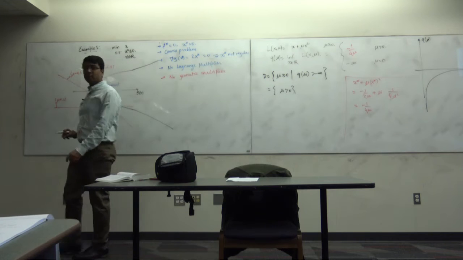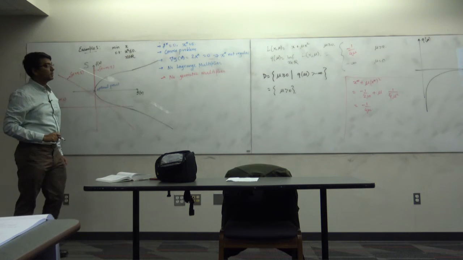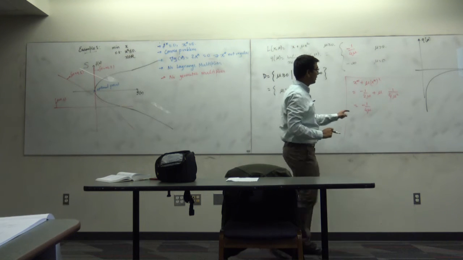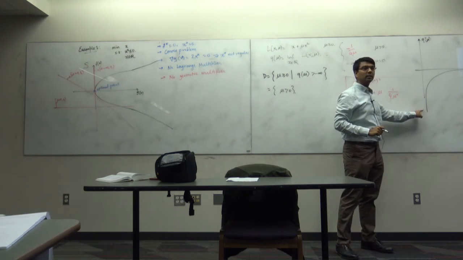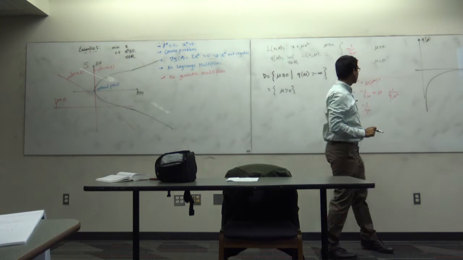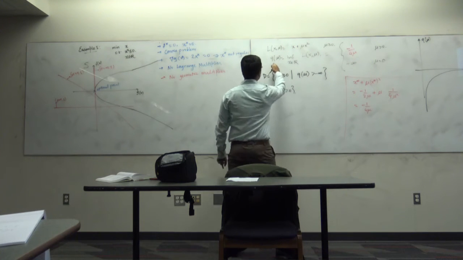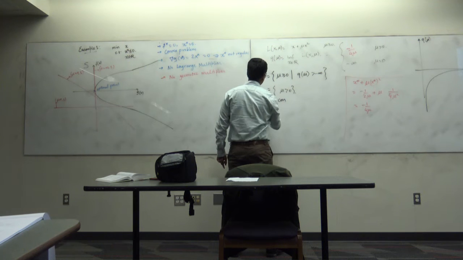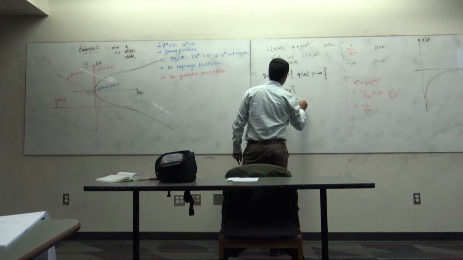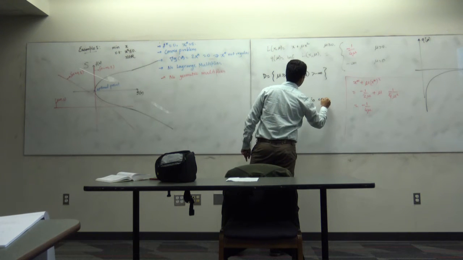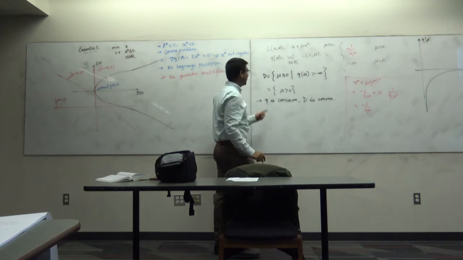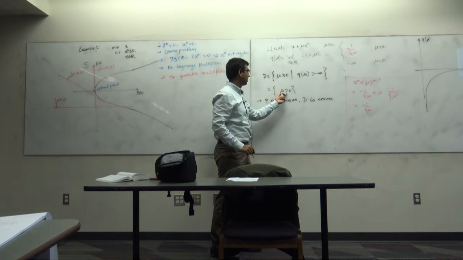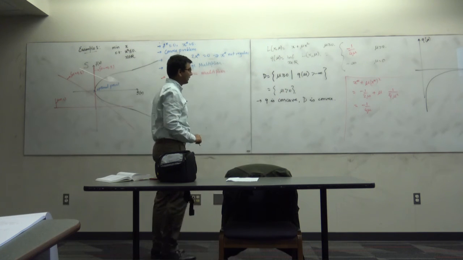So far everything is working out fine. Is this a concave function? Right, it's a concave function. So we verified that Q is concave, D is convex. But D is an open set. D is convex, but it's not a closed set. It's an open set because it's mu greater than 0.